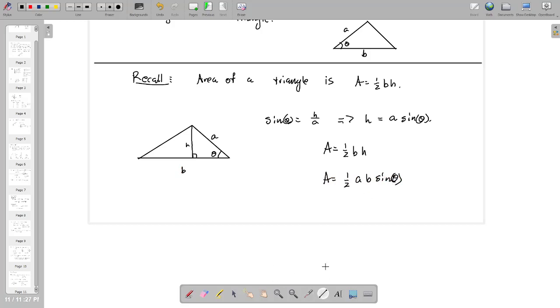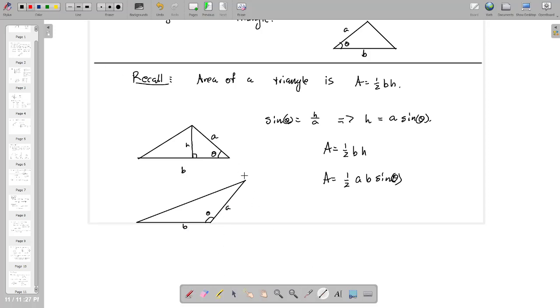Suppose instead we had an obtuse triangle. Suppose that we had an obtuse triangle. That's a triangle that has an angle that's more than 90 degrees. So suppose that we had this instead. Let's say that we know this angle, theta, A and B. Again, we know the included angle between two known legs.